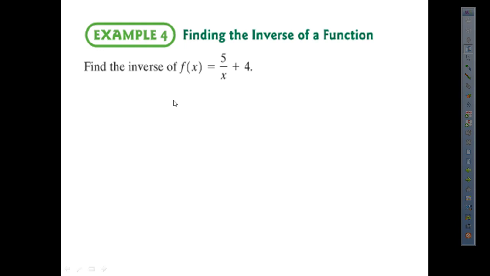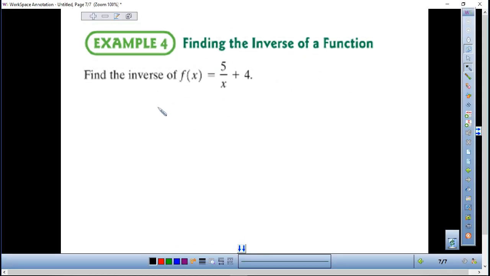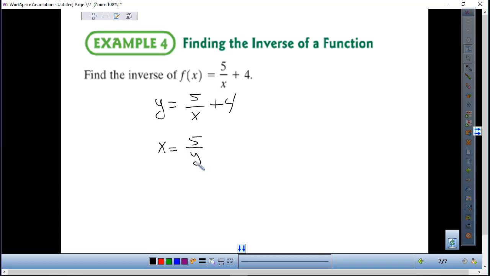All right, so let's try this one. We're going to have y is equal to 5 over x plus 4. And we're going to exchange the x's and the y's. We get x equals 5 over y plus 4. Subtract 4 from both sides, so x minus 4 equals 5 over y. Now, the little trick here that you can do is you can actually multiply both sides by y, but there's another way you can do this. You can think of this as being over 1, and if this fraction is equal to that fraction, then guess what?